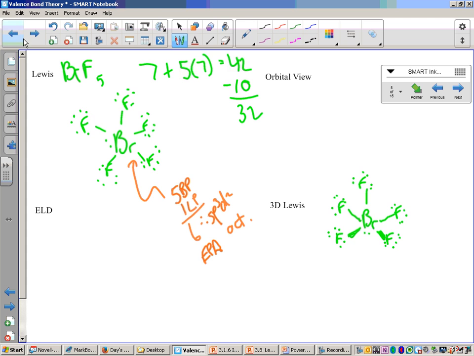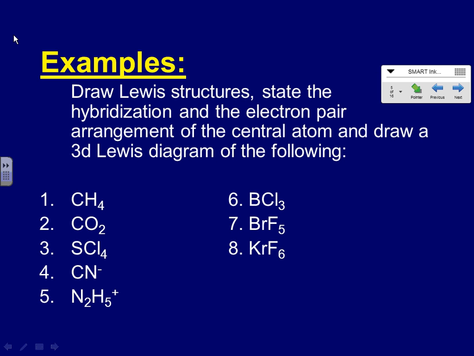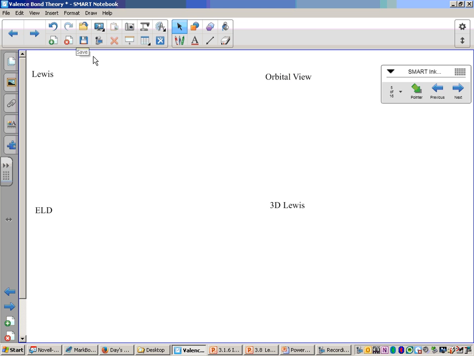Okay, we've got one more to do here. Do I got another page? I do. That's fabulous. KrF6. Just to mess things up. KrF6. Oops. Change the thing. No, still no color. KrF6. Krypton, a noble gas.